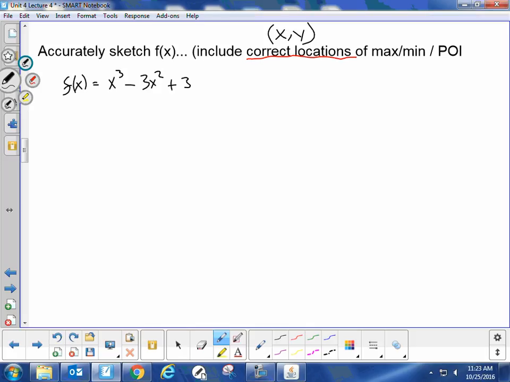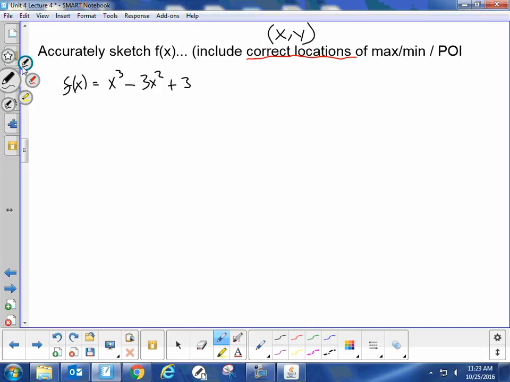I didn't ask you to do that before, even though the book had you find the y values. But now, to provide a very accurate sketch of what x cubed minus 3x squared plus 3 looks like, you're going to analyze the signs of your first derivative and second derivative, which is what we've done a lot of. But then we are going to look at the shape of f, but we're also going to point out specific points where this shape is changing.